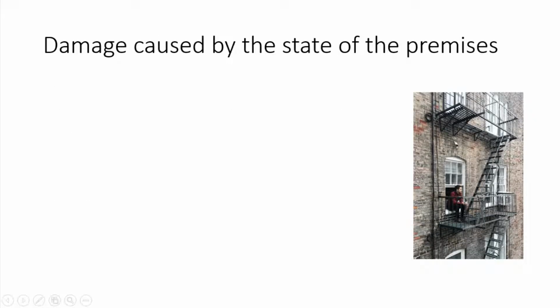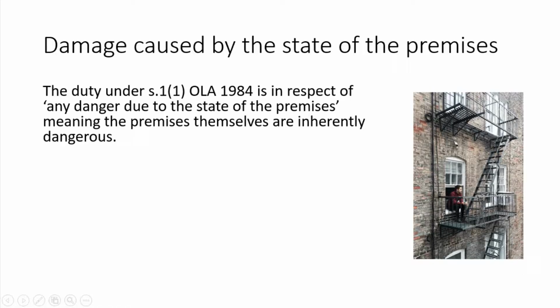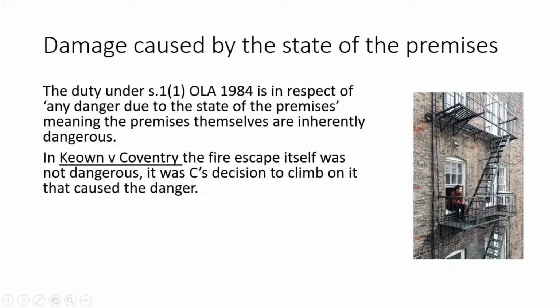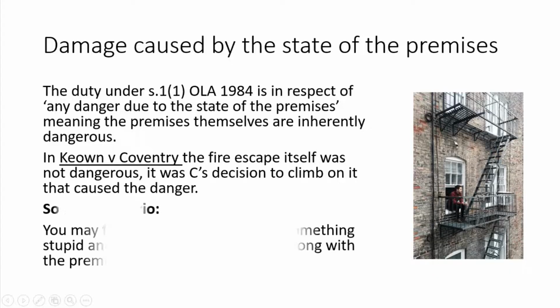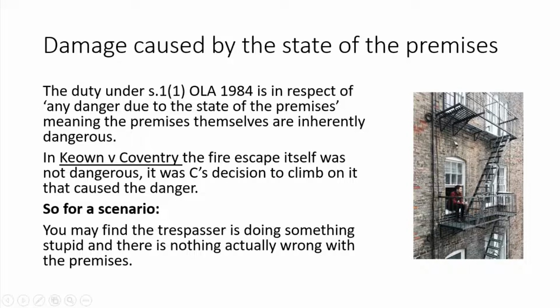The damage must be caused by the state of the premises, but there is a different case applicable for the 1984 Act. So the duty, just like for the 1957 Act, is in respect of any danger due to the state of the premises, which means that the premises themselves must be inherently dangerous. And in Keown and Coventry, the fire escape itself was not dangerous. It was the claimant's decision to climb on it and then fall off it that caused the danger. So in a scenario question, you might find that the trespasser is just doing something stupid and there's nothing actually wrong with the premises. If you do think this is possible, state it, but then go on and consider the other aspects of the Act to make sure that you get all the marks.